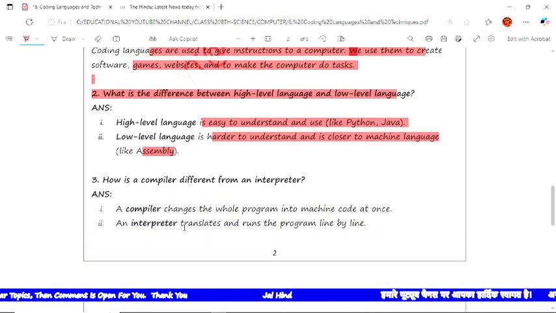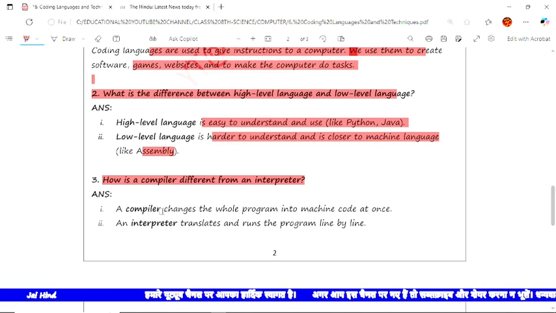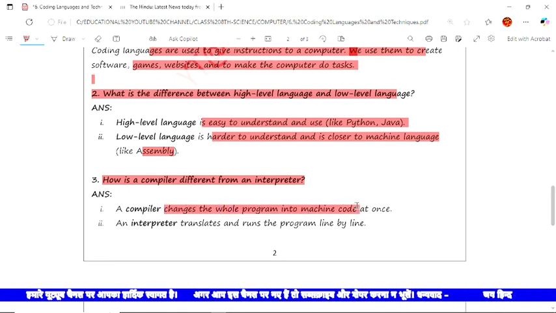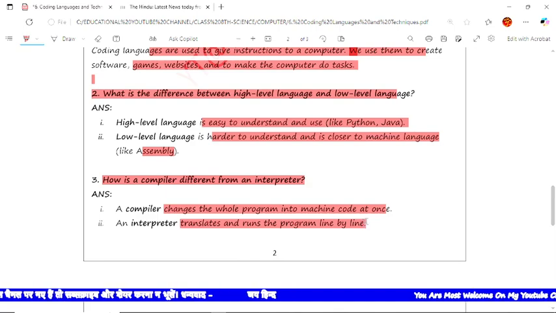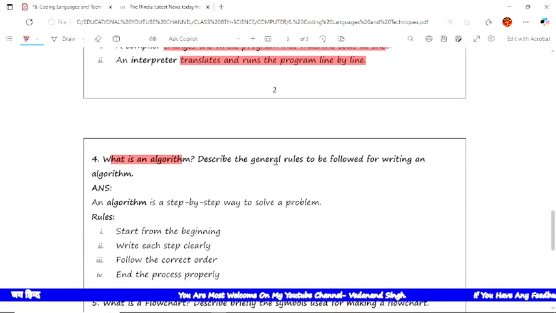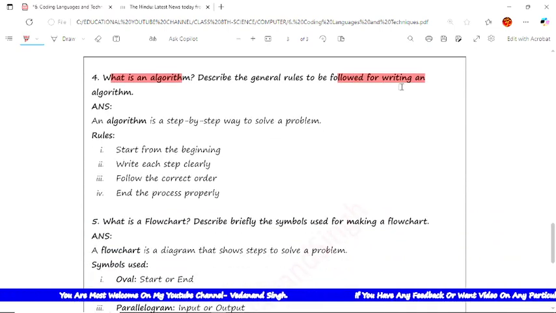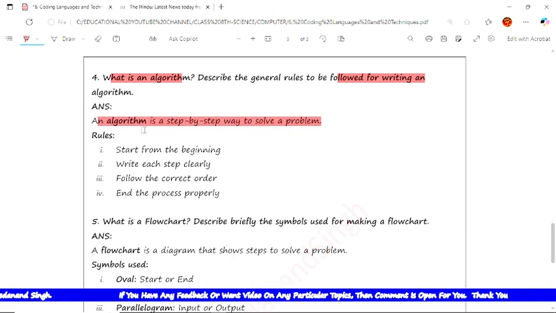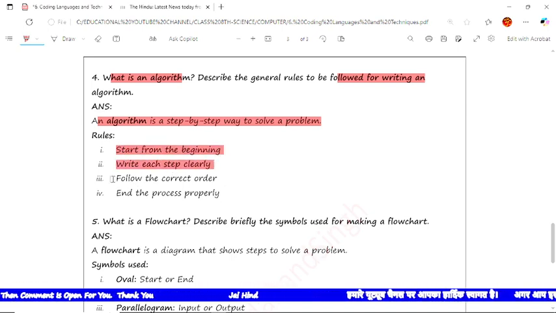The next is how is compiler different from interpreter? Compiler changes the whole program into machine code at once, whereas interpreter translates and runs the program line by line. This is the basic difference between compiler and interpreter. The next is what is algorithm and describe the general rules to be followed for writing an algorithm. The answer is algorithm is a step by step way to solve a problem, and the general rules for writing an algorithm are: first we start from the beginning, next write each step clearly, third follow the correct order, and next end the process properly.